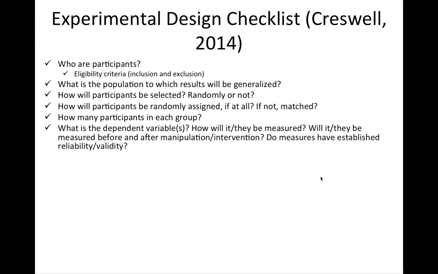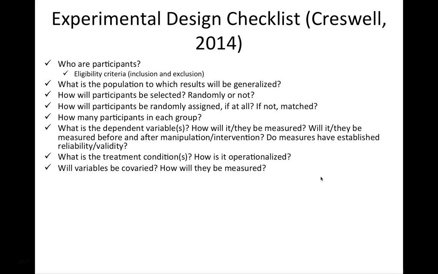What's the dependent variable? How will it be measured? Will it be measured before and after? Do your measures have established reliability and validity? What's the treatment condition? How's it operationalized? What are the key components of that intervention or that treatment that you think are particularly effective? Is it based on the literature? Is it based on theory? Are there variables that you will covary and will try and measure in addition to your independent and dependent variables, and how will they be measured?